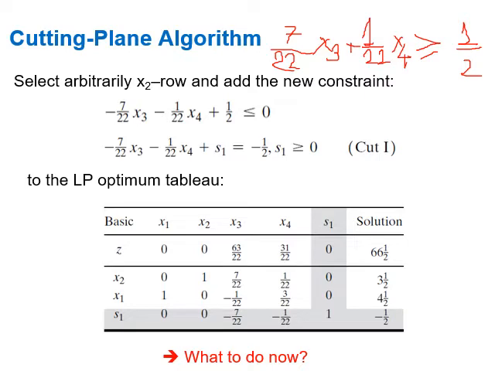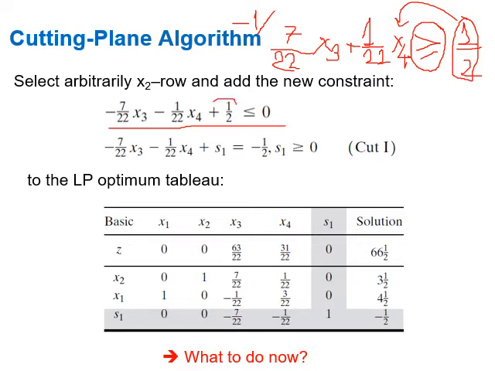But for the sake of finding the new optimum solution, the rest of the algorithm, we want this inequality to be less than or equal to. That's why we multiply this constraint by -1. Then if you move this 1 over 2 to the left hand side of the constraint, you can represent the cut in this way, or you can keep it on the right hand side as -1 over 2. Now this is the cut.